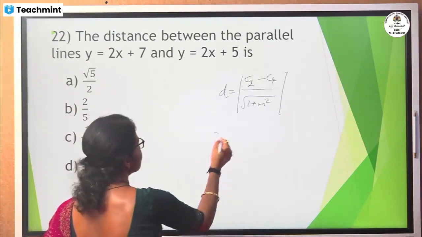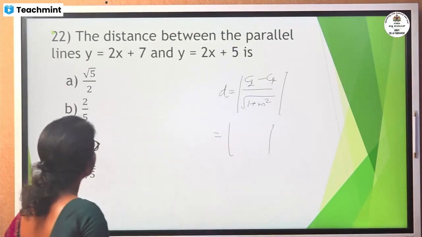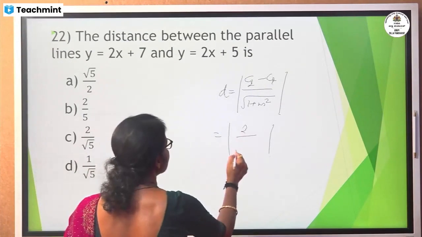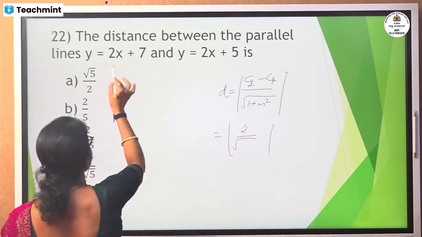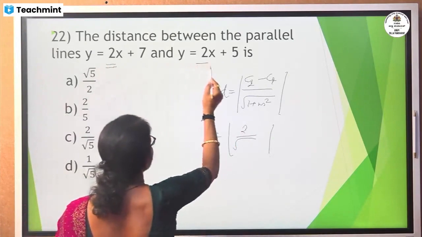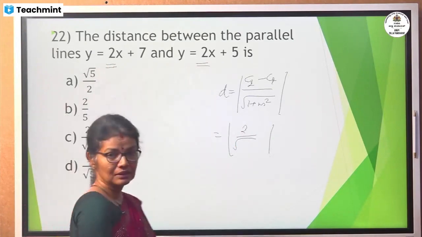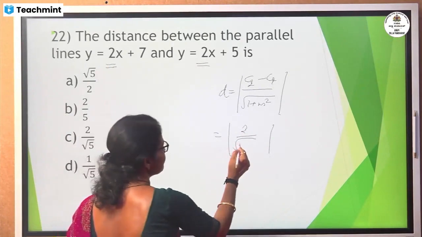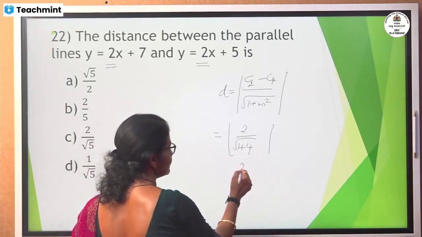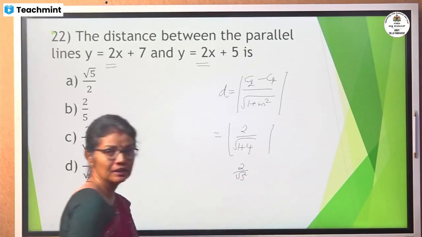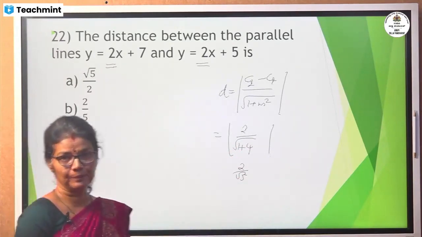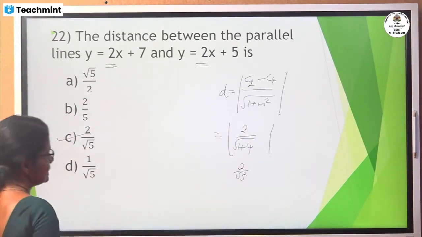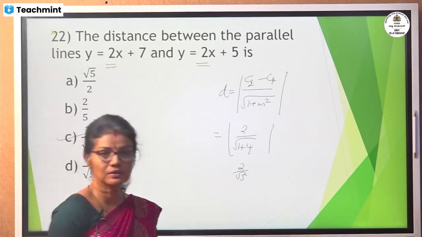Okay. So the C values, one is 7, the other one is 5. 7 minus 5 will give 2, divided by root of... Here y is equal to mx plus c. Slope is 2. Here also slope is 2. Slopes are equal because they are parallel, right? So 1 plus m square, 1 plus 2 square, that is 5. So it will be 2 by root 5. Option C holds good.